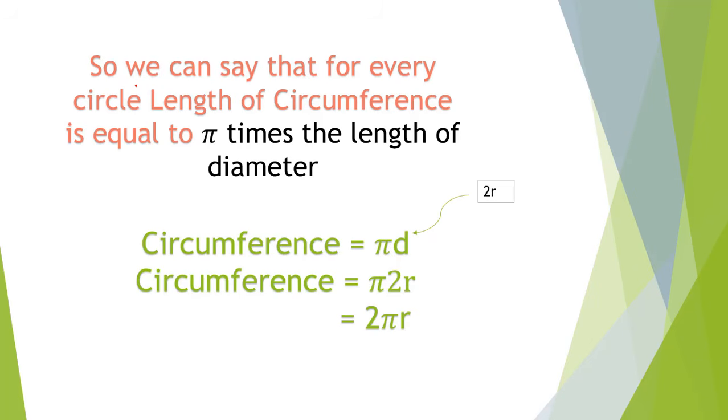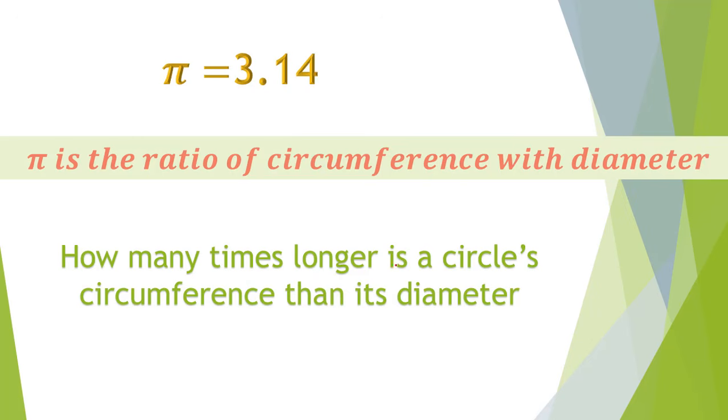So we can say that for every circle, the length of the circumference is equal to pi times the length of the diameter. And we can write a formula: circumference is equal to pi d, where d is 2r. So it can be written as 2 pi r. Now we know that pi is the ratio of circumference to diameter. It tells us how many times longer a circle's circumference is than its diameter.